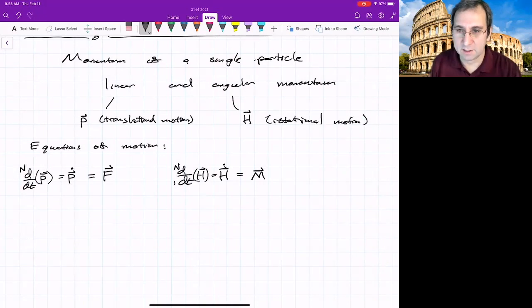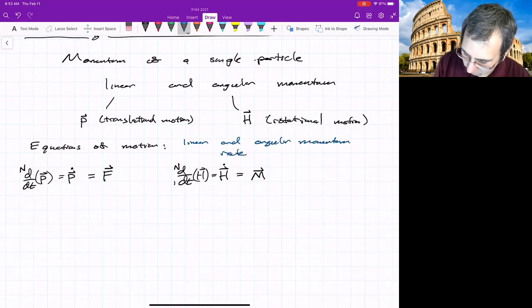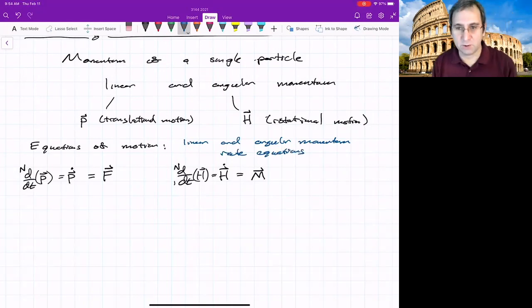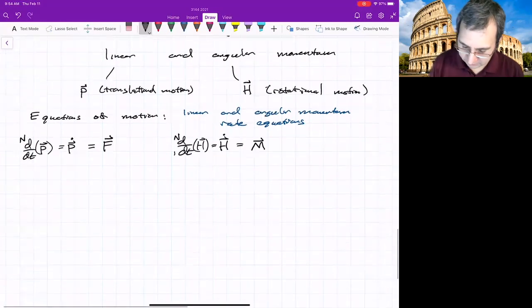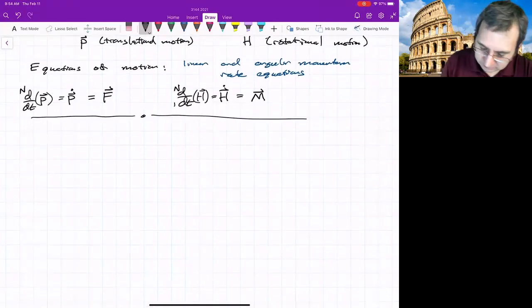So we're going to unpack these, go into more detail about where they come from. We might call these the linear and angular momentum rate equations. So the equations of motion are the linear and angular momentum rate equations, because it's giving how these vector quantities change with time. So let's unpack these. The first one, linear momentum.